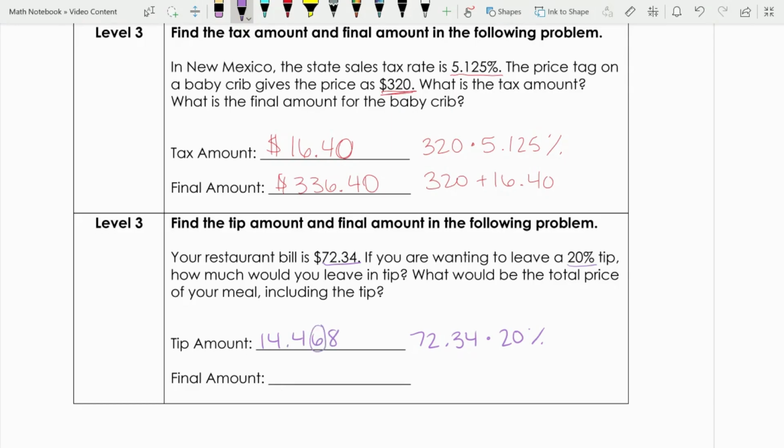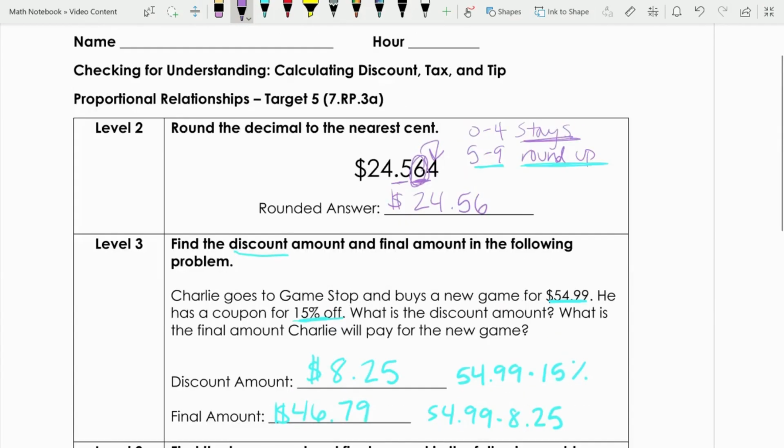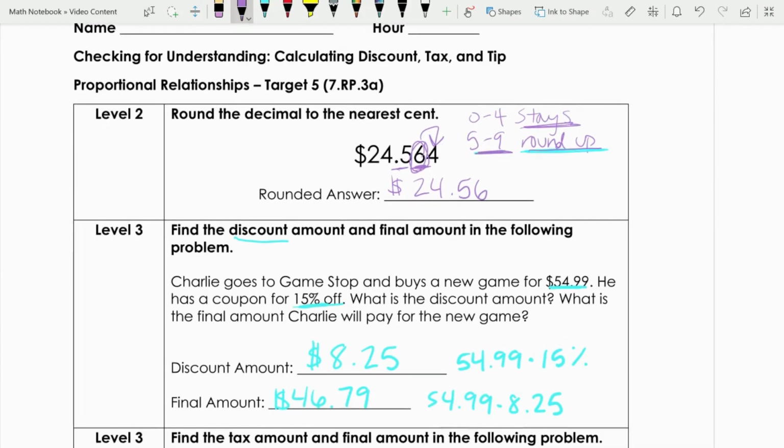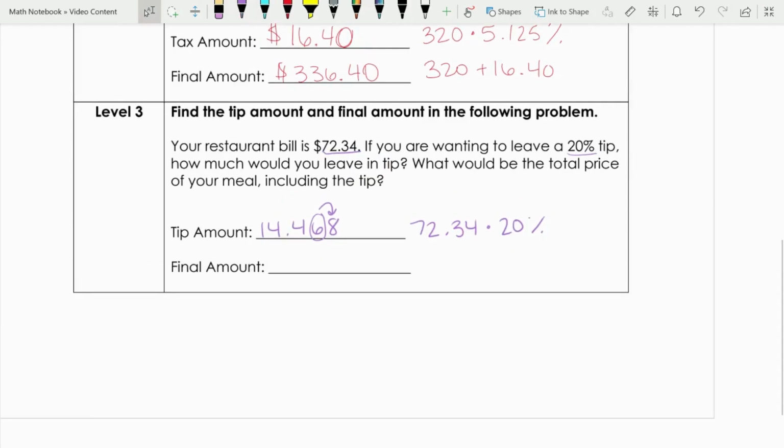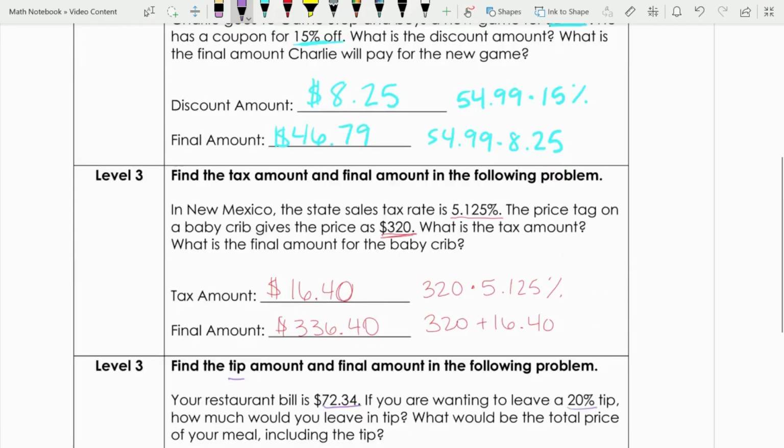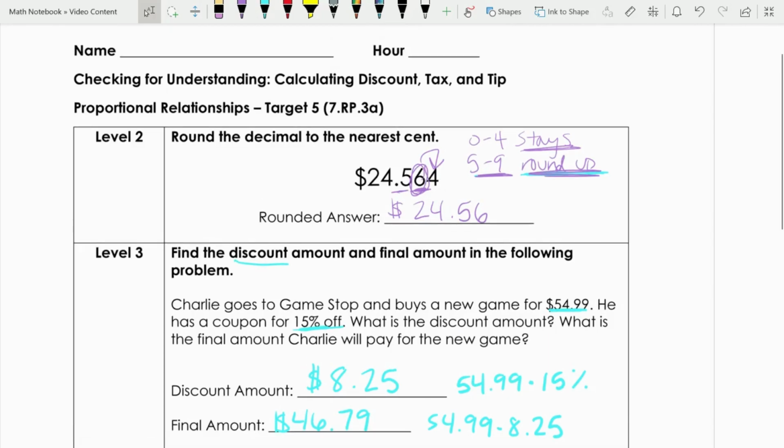Okay, again, we want to round it to the nearest cent, so that means we're going to look at the 8. And if we look back at our rules, 8 is within this group, so that means that we're going to round up. So this is going to become $14.47. And to find our final, tip means we add it. So $72.34 plus our $14.47. And when we add, you get $86.81. So that is how you calculate discount, tax, and tip.